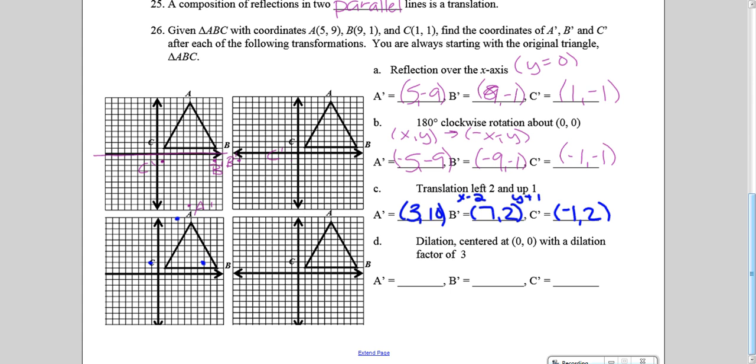Dilation centered at 0, 0 with a dilation factor of 3. Multiply every piece of your coordinate by 3. So 5, 9 times 3 becomes 15, 27. 9, 1 becomes 27, 3. 1, 1 becomes 3, 3.